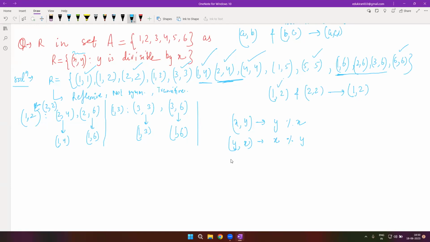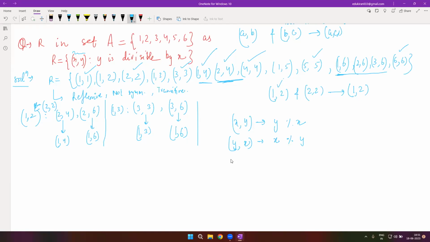If 2,6 is there, then 6,2 won't be there. Why? Because 2 divides 6, but 6 does not divide 2. So for symmetricity, what we are saying is that if x comma y is present in the relation, then y comma x must also be present in the relation, which is not true. Why? Because the rule says y is divisible by x, then we have x comma y. But it is not possible that x is also divisible by y every time.